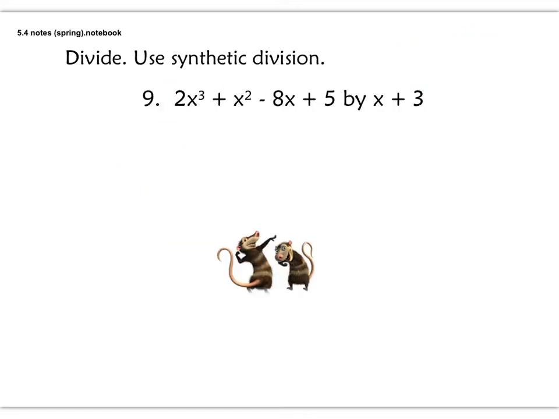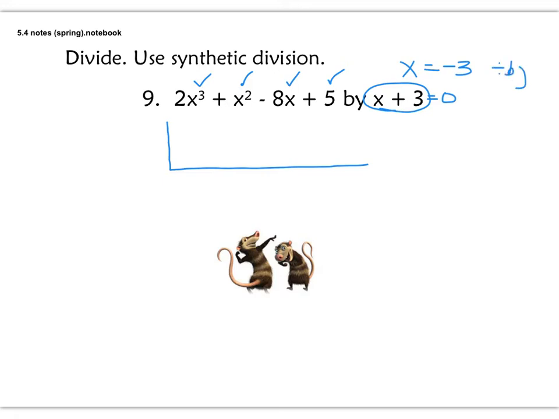All right, moving on. Number 9. We're doing great, guys. So setting this one up, again, I'm looking, this is x cubed, x squared, x, constant. Great, I got all my pieces. All right, so let's set this up. This is what I'm dividing by. So again, think if I solve that, x would equal negative 3. That's what I'm dividing by. So negative 3 goes on the outside.